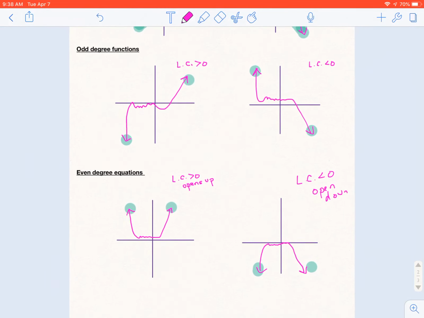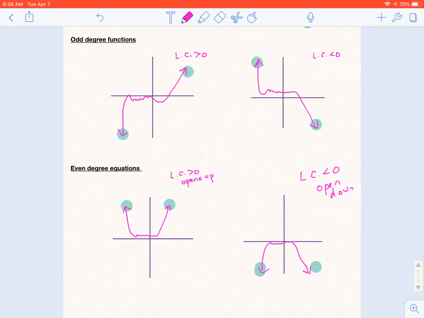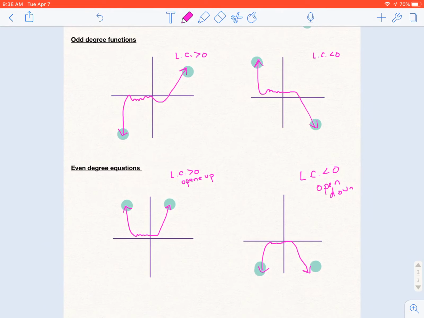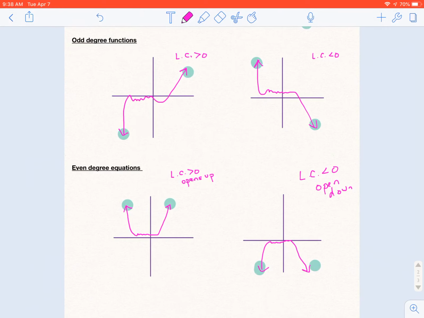These two bits with odd and even, make sure you can identify just by looking at them. You should be able to identify. In the next video, we'll talk about multiplicity and when the graph is tangent to the curve and when it crosses the curve at a particular zero.